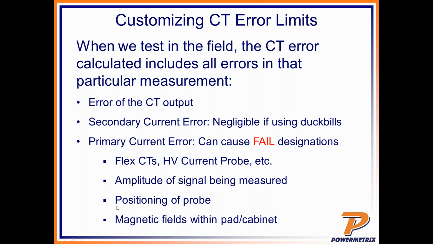So you've also got positioning of the probe. That causes a lot of issues, okay? If you're in a cabinet or a pad mount that's got a lot of VA going through it, you've got loads of magnetic fields in that pad as well that are going to interfere with your primary current measurement. So there's a lot more that goes into it than just saying our CT is 0.3 or 0.6%.